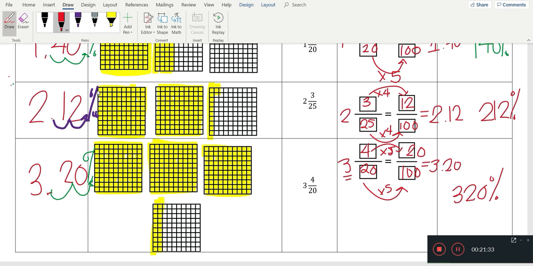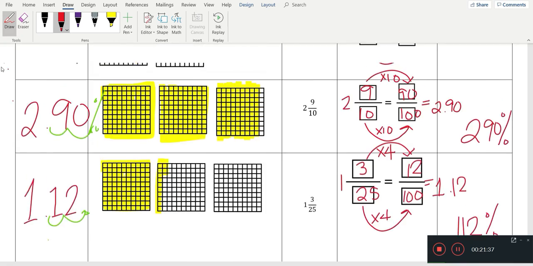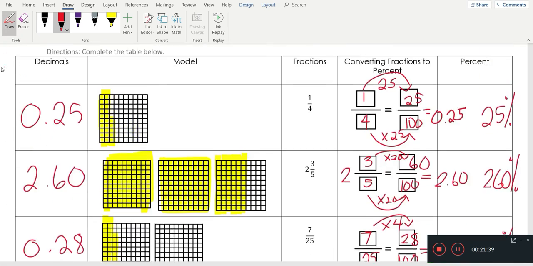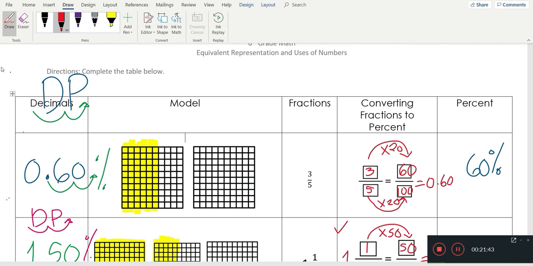So there you go. We finished all of the practice questions that we have here in this worksheet, right? So you know now how to convert this kind of fraction to percent and decimal. You know how to model it, and therefore a percent.